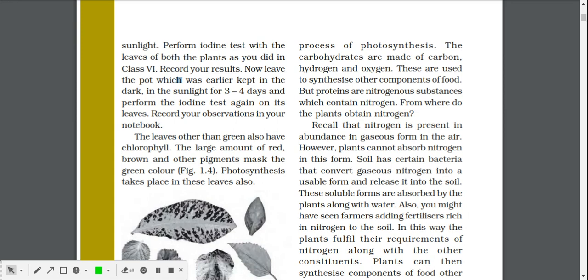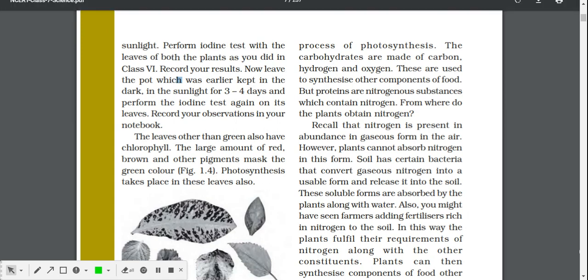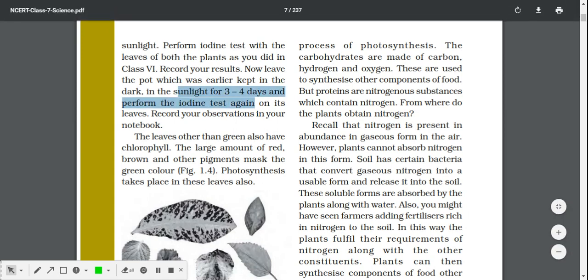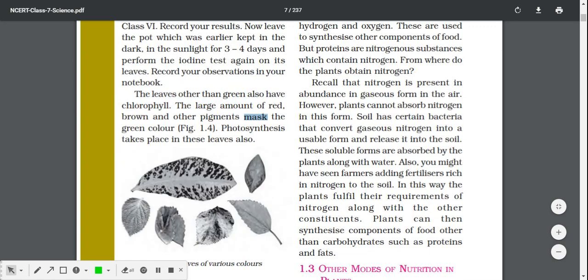Now you will leave the plant which was earlier kept in the dark in the sunlight for 3 to 4 days. Perform the iodine test again on the leaves. Record the observations. The leaves other than green also have chlorophyll. The large amount of red, brown, and other pigments mask the green color. Photosynthesis takes place in these leaves also.